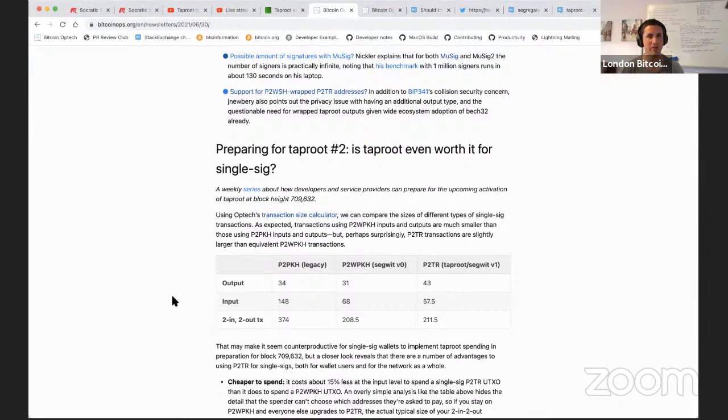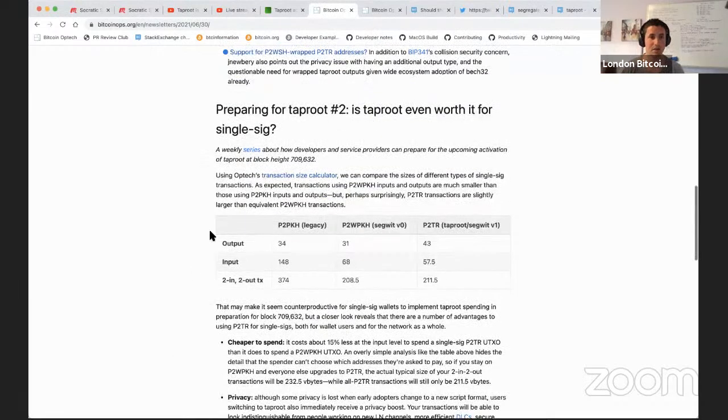But in terms of a selfish, individual exchange or individual wallet or hardware wallet provider, the benefit is pretty small in terms of fee savings. And that small benefit accrues to the spender. So there are some figures here that Optech have done comparing the vbyte size of Taproot with SegWit v0. Does anyone have any thoughts, questions, comments on that?